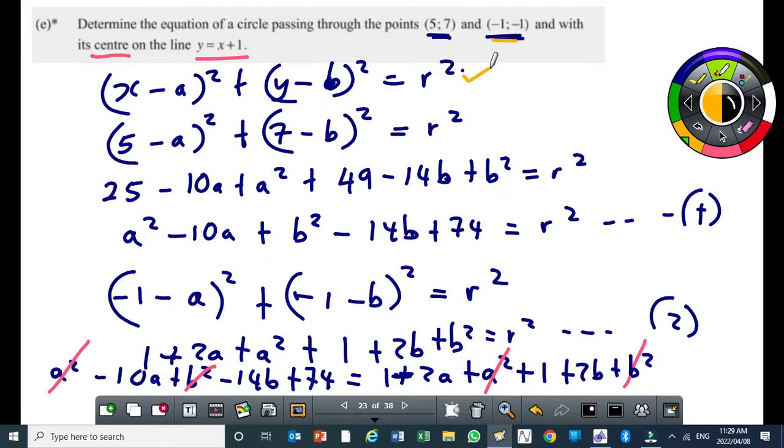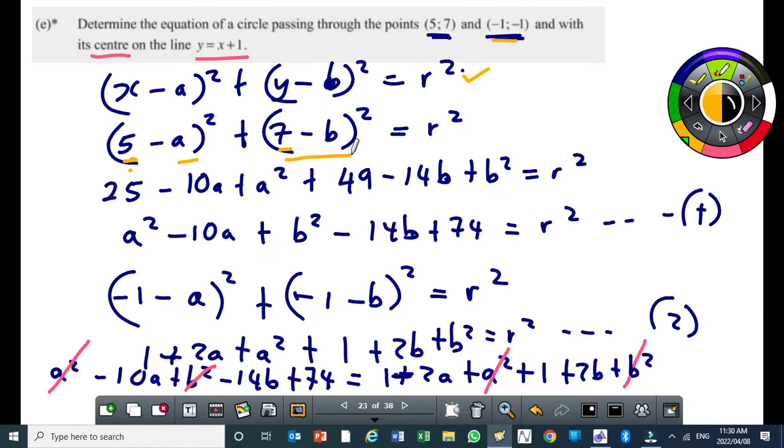So the first equation, we can get it by substituting x equal to 5 and y equal to 7. And you get 5 minus a all squared and 7 minus b all squared equal to r squared. If you simplify this, you get 25 minus 10a plus a squared. Please be aware that if you want to simplify this, you use FOIL. Also, to simplify this, you use FOIL. You simplify that, you get 49 minus 14b plus b squared.